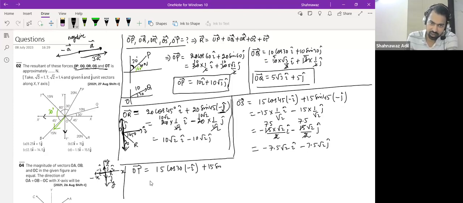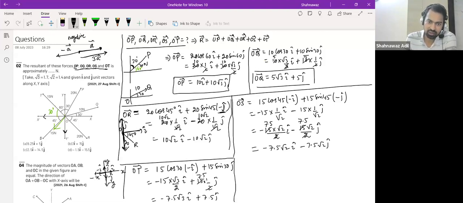Yes, correct. So 15 cos 30 is root 3 by 2, right? And minus I plus this 15 sin 30, which is simply 1 by 2. So this is 7.5. So this would be how much? Minus 7.5 root 3 I hat plus 7.5 J hat. So now we have all the vectors, and now we can calculate the result.